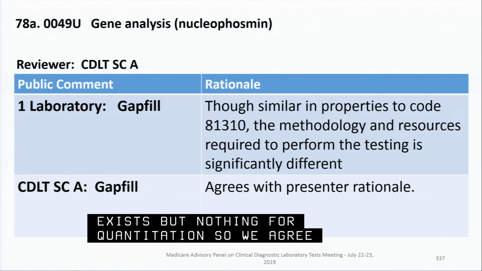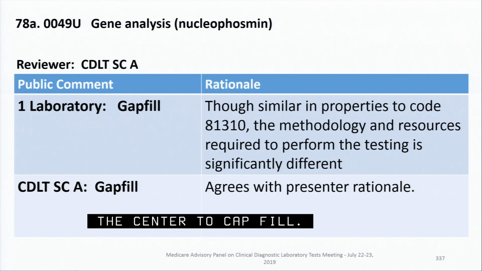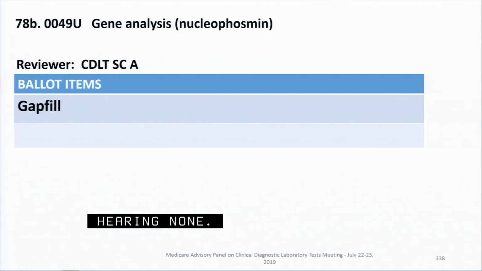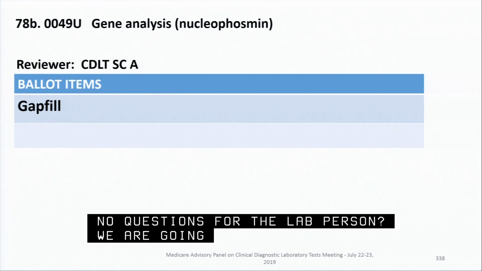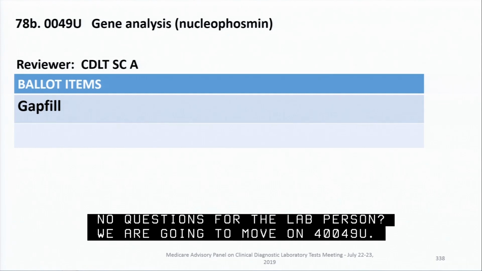Any questions from those on the phone? Hearing none from the room? No questions for the lab owner who is present? We're going to move on to the ballot items slide. For 0049U, this is a reconsidered code. Your options are gap fill, and then to maintain last year's crosswalk for 0049U, which was 81310.